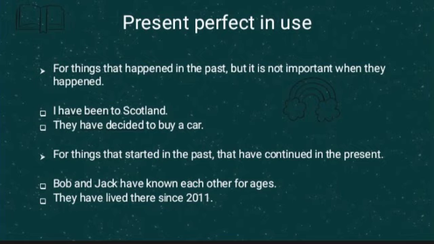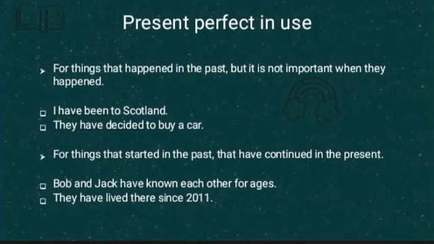We also use the present perfect tense for things that started in the past and have continued in the present. For example, Bob and Jack have known each other for ages. They met in the 1970s, and they are still friends. They have lived there since 2011, so they moved there in 2011 and they've continued to live there.